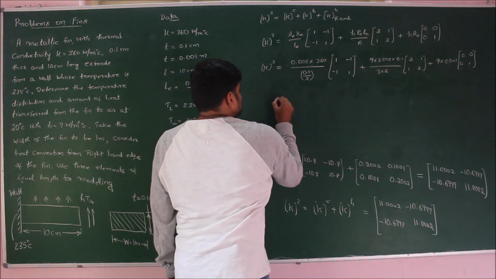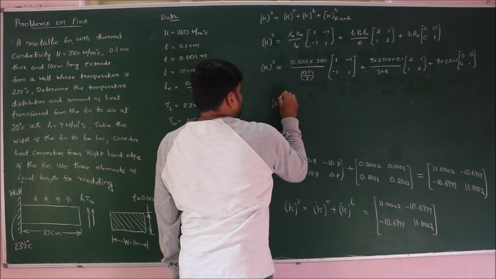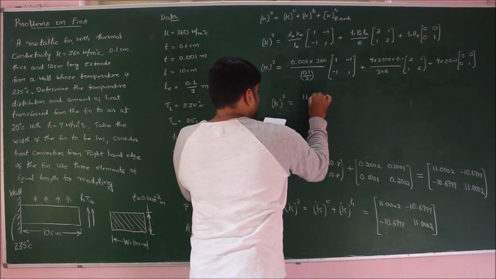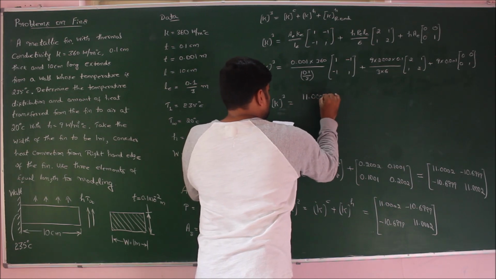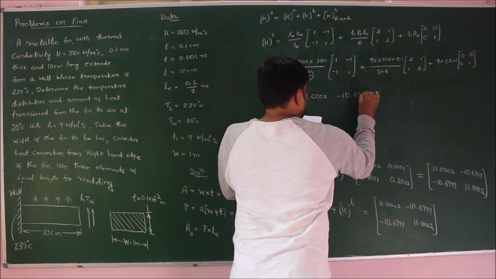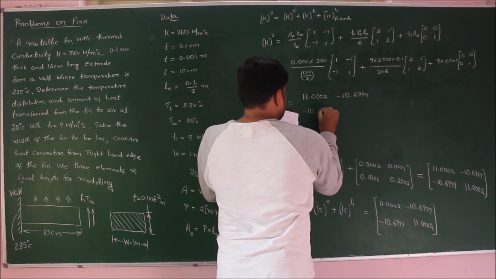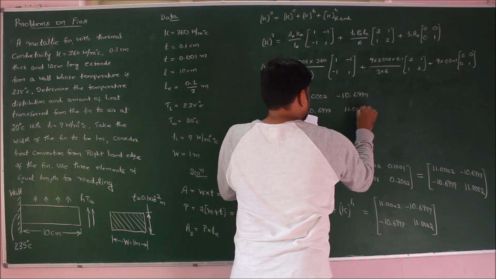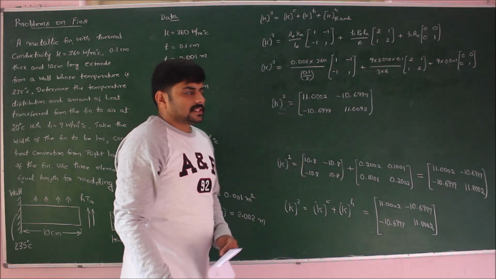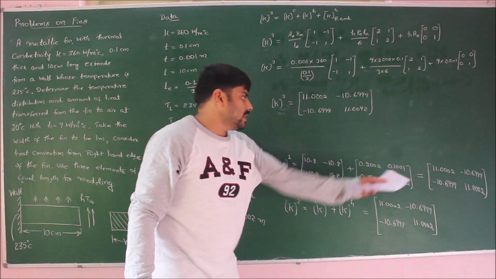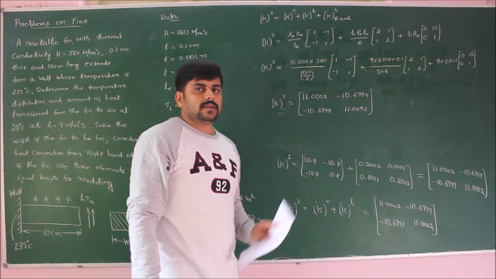Now simplifying this, the element stiffness matrix of element 3 is equal to 11.0002 minus 10.6999 minus 10.6999 and 11.0092. This completes our step number 2, that is element stiffness matrix. Element stiffness matrix of element 1, element 2 and element 3.